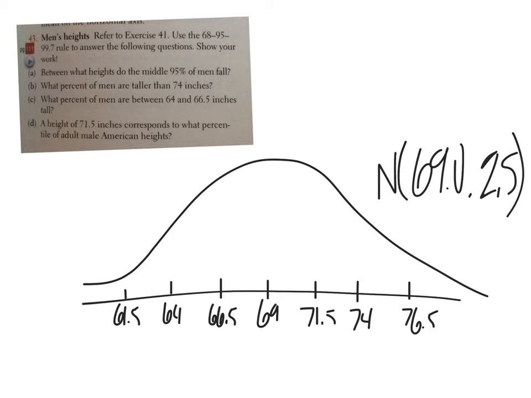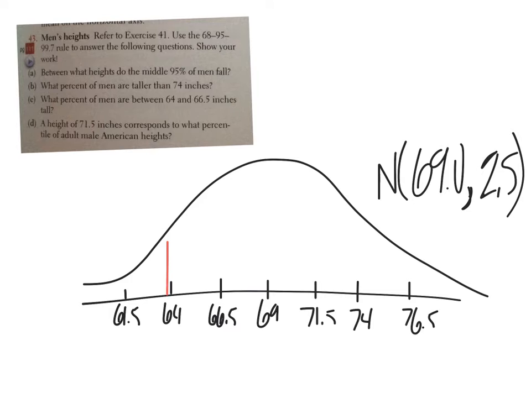Number 43 actually went with exercise 41. So I looked back up at exercise 41 and I sketched the curve here. This is a normal distribution. It's approximately normal with a mean of 69 and a standard deviation of 2.5. I don't know where that came from, 2.5. I think most people didn't really have problems with the first couple questions. It seemed like it was part C that was the issue, but I'll go over these real quick.